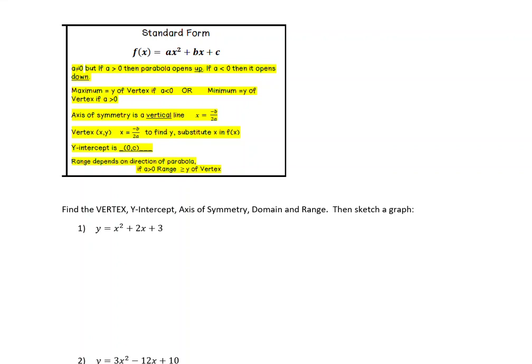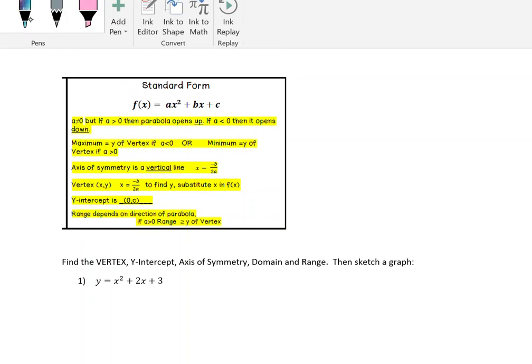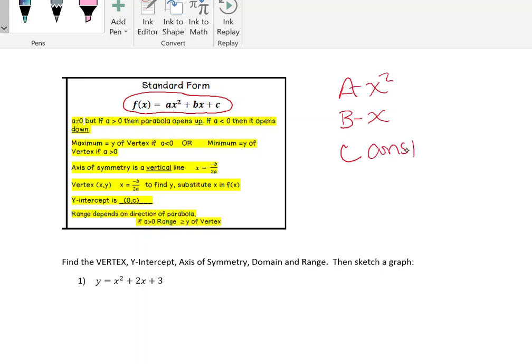How to graph a function that's written in standard form. Standard form is y equals ax squared plus bx plus c, where a, b, and c are the coefficients and constants, the numbers in the problem. A is the number in front of x squared, b is the number in front of x, and c is the constant, the number without a variable at the end.